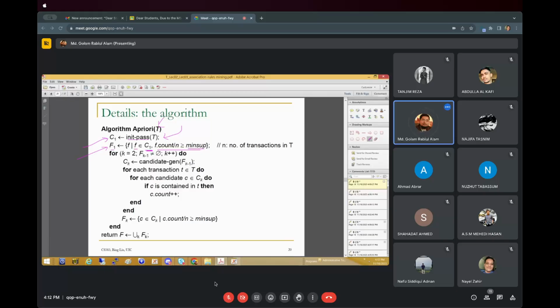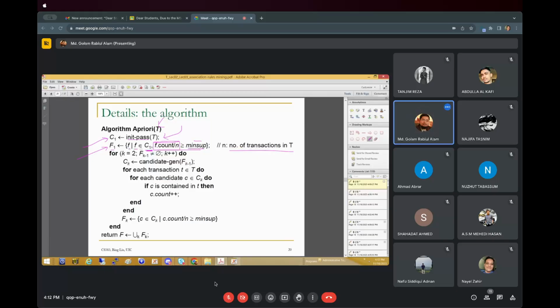So its frequency count divided by n, where n is the number of transactions. What is this? This is actually the support. The support is greater than or equal to the minimum support. If this condition holds, then we can say F1 will be assigned the F.